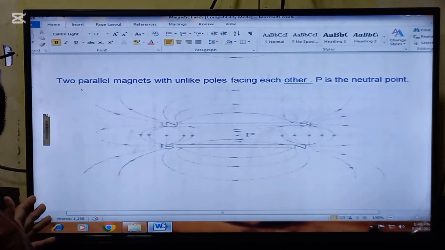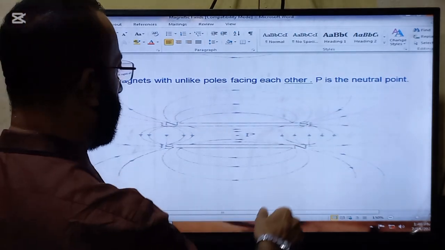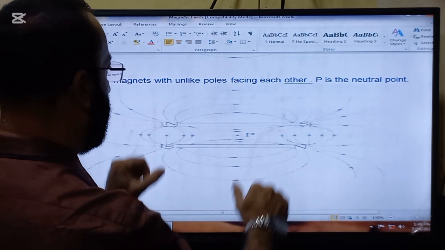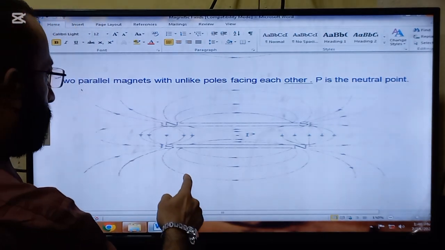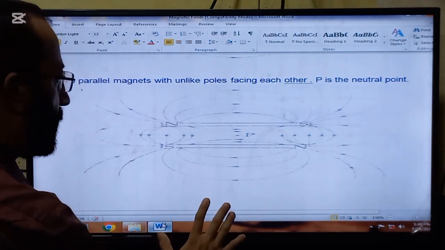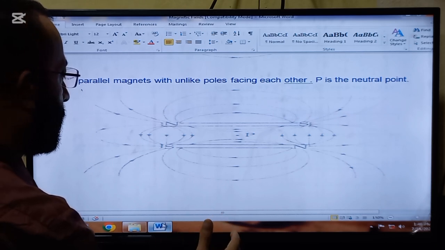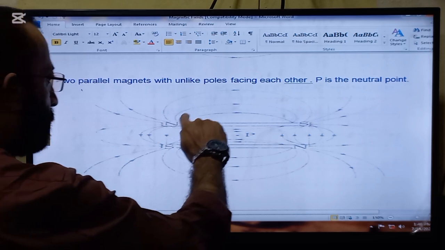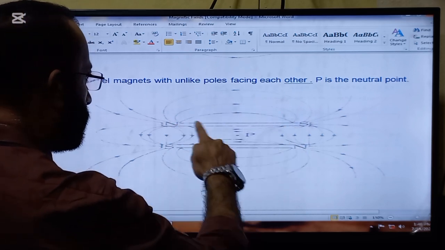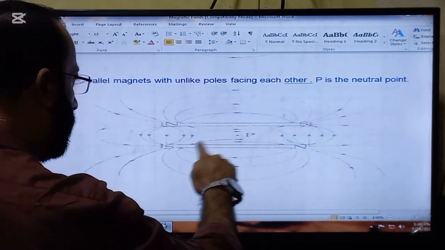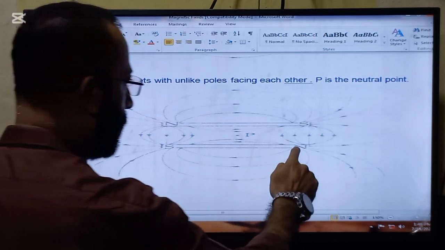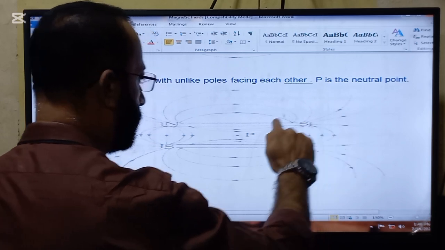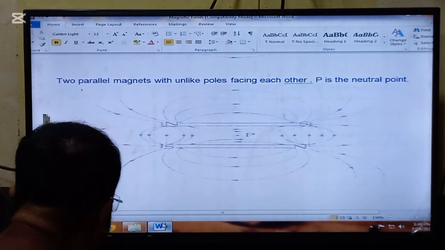And two parallel magnets with unlike poles facing each other. So look now, two parallel magnets with opposite poles facing each other. So now the magnetic field lines will start from the north pole and end at the south pole. So look now, this will be the pattern, and from here, again from here, and this is north, this is south. So this will be the direction of the magnetic field lines.